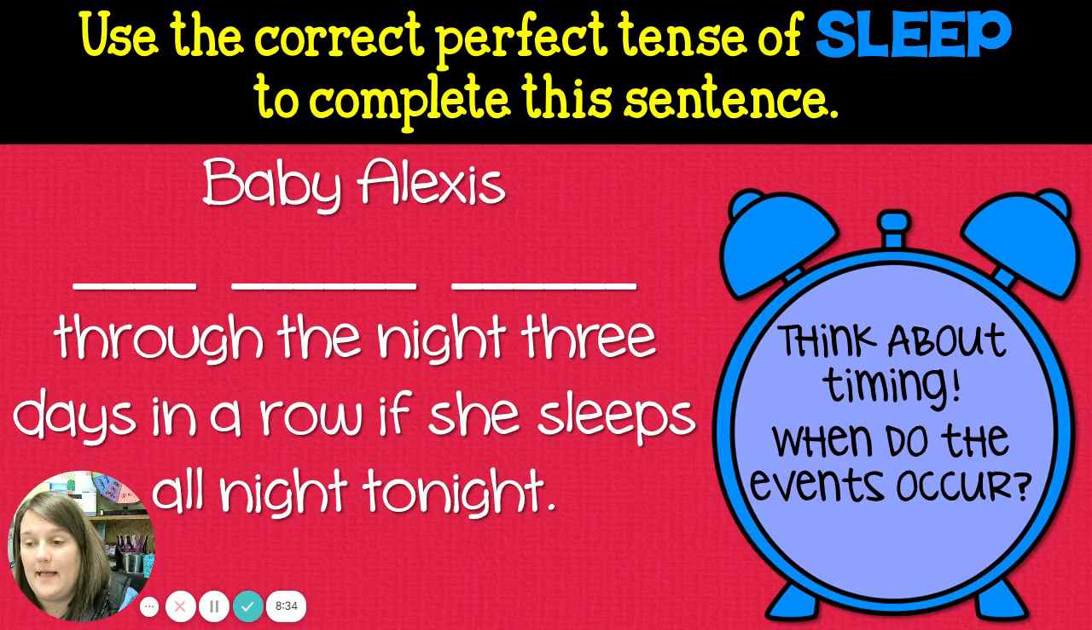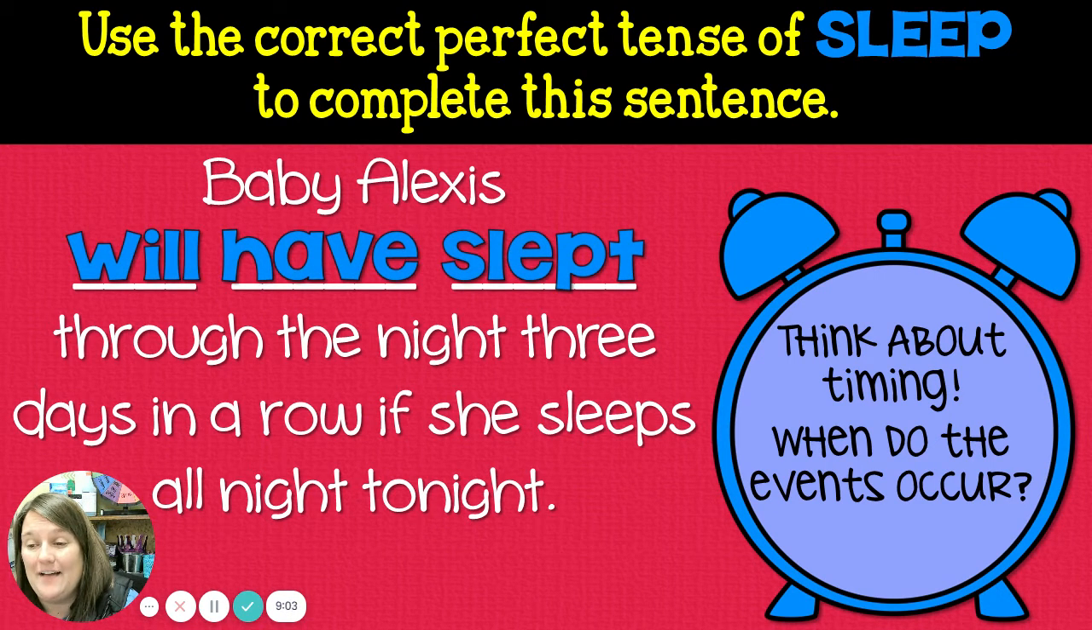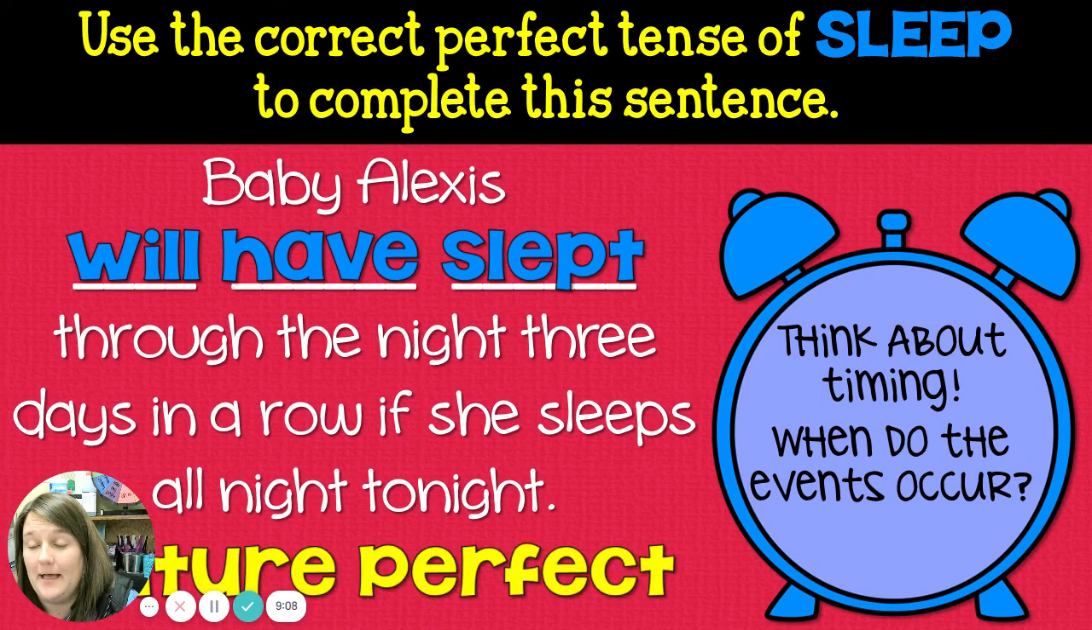Okay? Baby Alexis blank, blank, blank, through the night 3 days in a row if she sleeps all night tonight, okay? So that's future tense. How can I change sleep into future tense? Think about it, okay? Remember, my clue word for future tense is will. So what can I put there? If that first one's will, Baby Alexis will, and I have to put sleep in there, the past or the future tense of sleep, okay? Will have slept through the night, okay? So just slow down, think about the tenses and how they match up in your sentences today. Take your time on that.